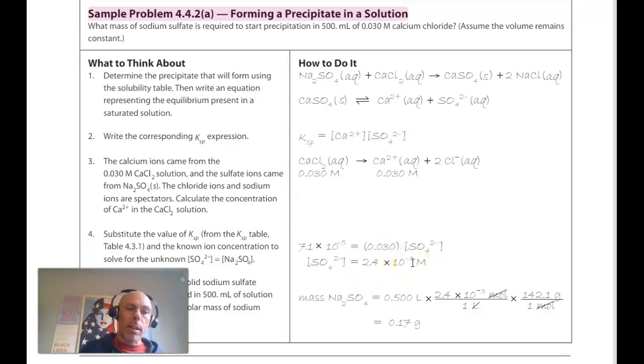Now it asks for the mass of the sodium sulfate, not the molarity. We know that from a molarity and a volume, in this case it's 500 milliliters or 0.5 liters, we can get moles, and we see that the volume times the molarity here gives us moles, liters cancel, and then if you multiply by the molar mass of sodium sulfate, which is 142.1 grams per mole, we get 0.17 grams. So again, here's a case where we knew what the concentration was of one of the ions, we knew the Ksp of the salt, we just needed to figure out what the concentration of the other ion would need to be for a saturated solution or to start precipitation, and then we found mass.